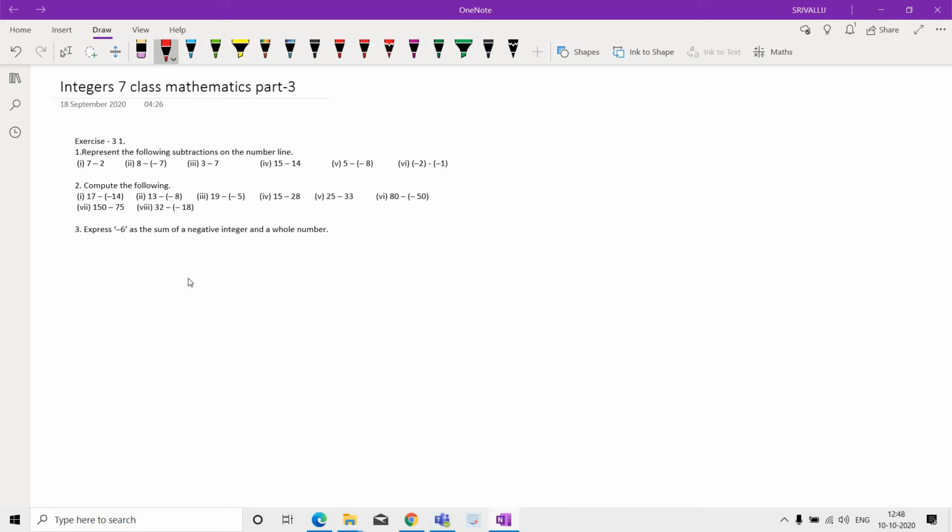Now I am doing the 5th problem. 5 minus minus 8. See here, minus into minus is plus. So 5 plus 8.